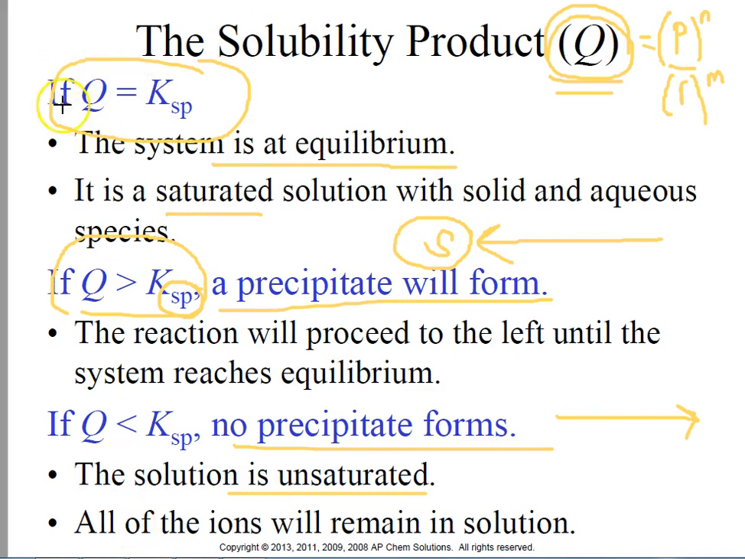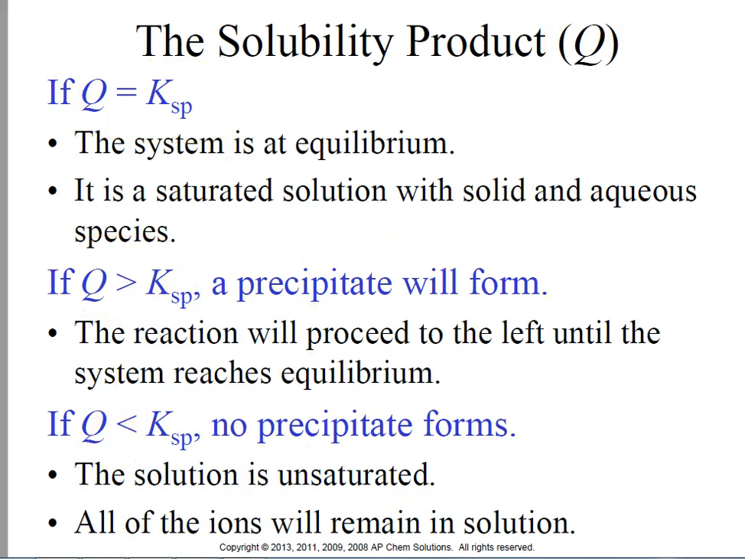Right, so these are key to keep in mind if they ask us, will a precipitate form? We've got to calculate Q. If it's greater than K, yes, a precipitate will form. Less than K, no, a precipitate will not form.